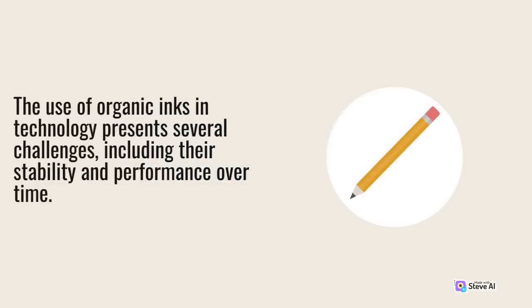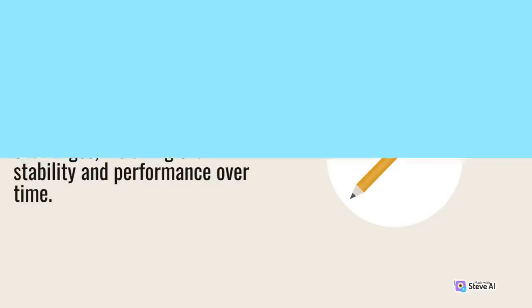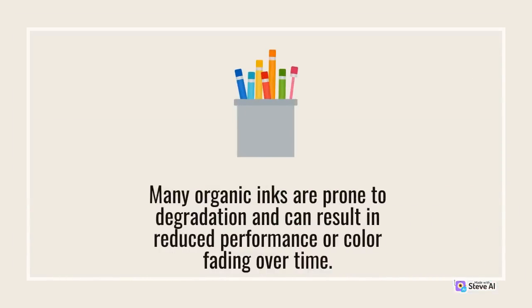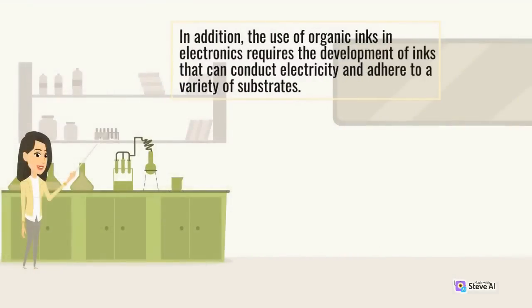The use of organic inks in technology presents several challenges, including their stability and performance over time. Many organic inks are prone to degradation and can result in reduced performance or color fading over time. In addition, the use of organic inks in electronics requires the development of inks that can conduct electricity and adhere to a variety of substrates.